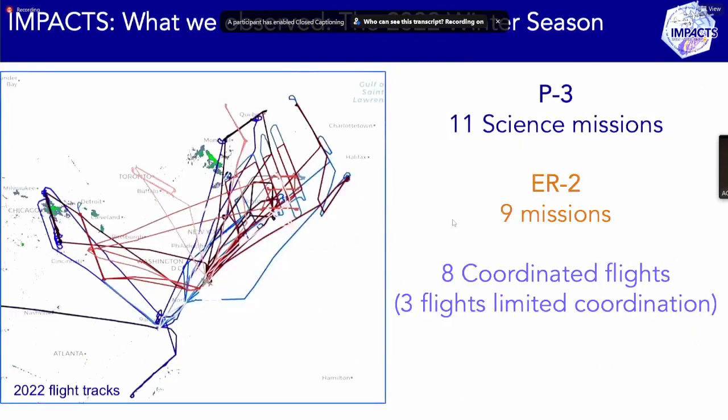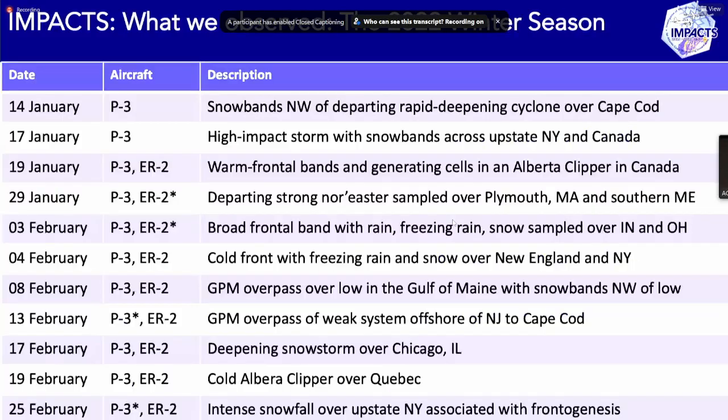This is a map of all the different flights we did just last year. So you can see we focused mostly in the Northeast, but if a storm of interest happened in the Midwest, you can see that we also go there, or we go offshore if the storm of interest is there. So last year we had 11 science missions. 8 of them were well coordinated between the 2 aircraft. 3 of them were not as well coordinated as we liked, because for one reason or another, an aircraft had to go back early. A list of all our storms.